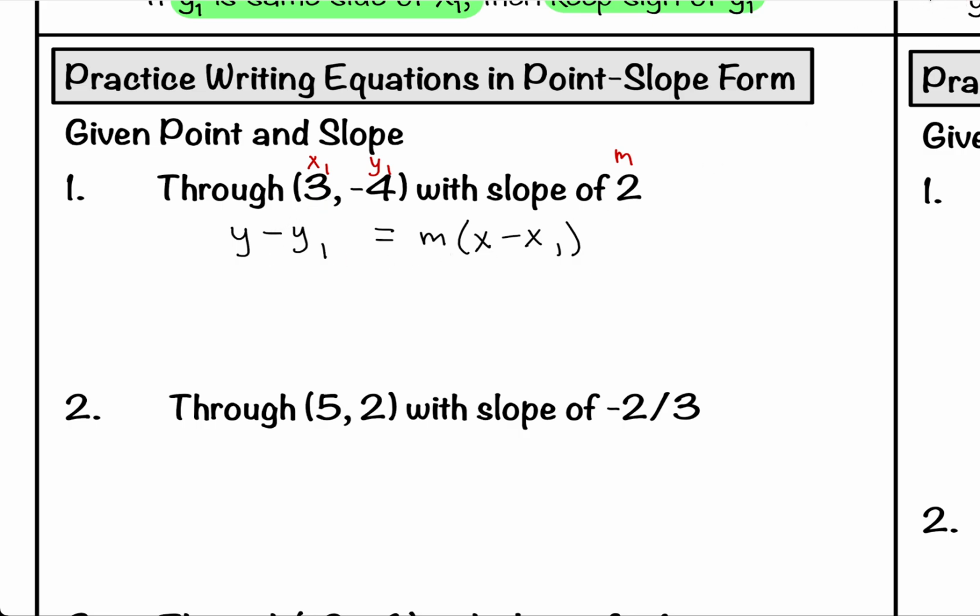Now, when I write the equation for this, I'm going to go y minus y1, and I look at y1, it says -4, so I make it +4. I change the sign. I set that equal to m. I keep the sign of 2 times x minus x1. x1 is +3, so I make it -3.